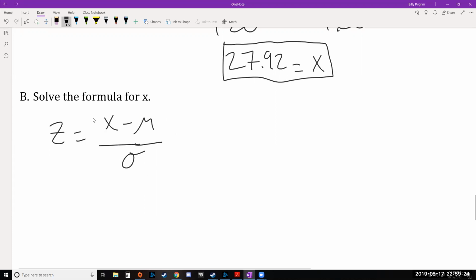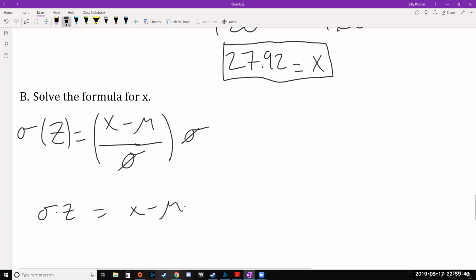And in this case, we're going to multiply both sides by the lowest common multiple of the denominators. The denominator is just sigma in this case, the standard deviation. So we're going to multiply both sides by that number sigma. And what's going to happen is over here, we're going to have sigma z, which basically, I'll put a dot there. Those are being multiplied together, sigma times z. And this will equal, over here, the sigmas will cancel, and we'll have x minus the mean.